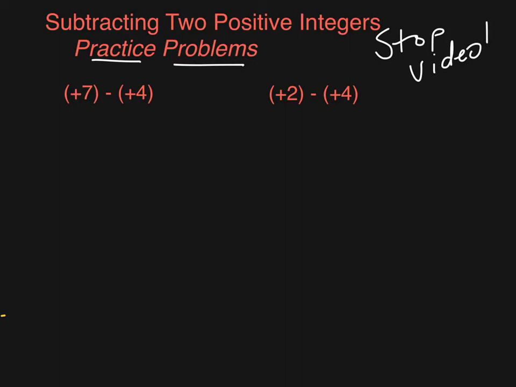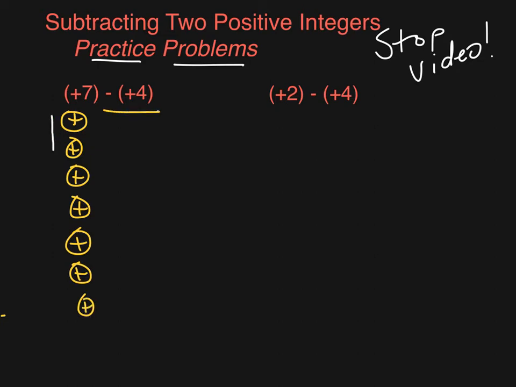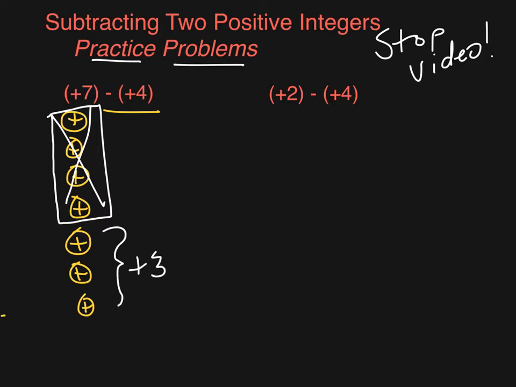This first one that we have, it says I've got 7 positive chips, so here they are. 1, 2, 3, 4, 5, 6, 7 positive chips. This tells me to take away 4 of them. So 1, 2, 3, 4. I'm taking those away. I'm left with positive 3 as my answer.